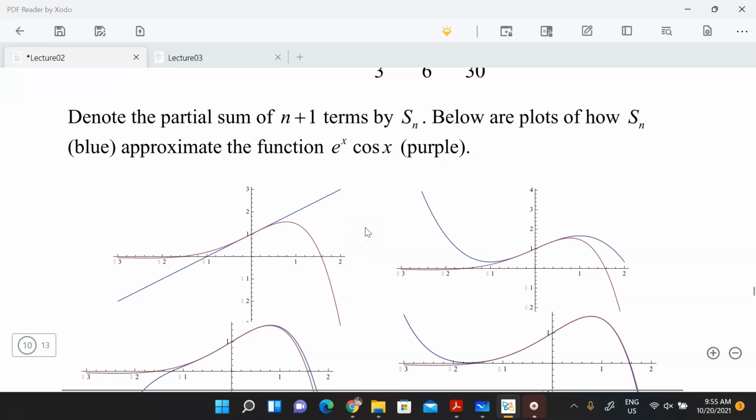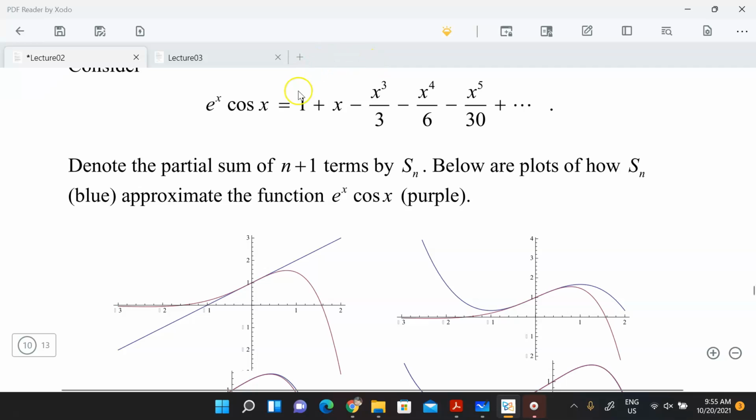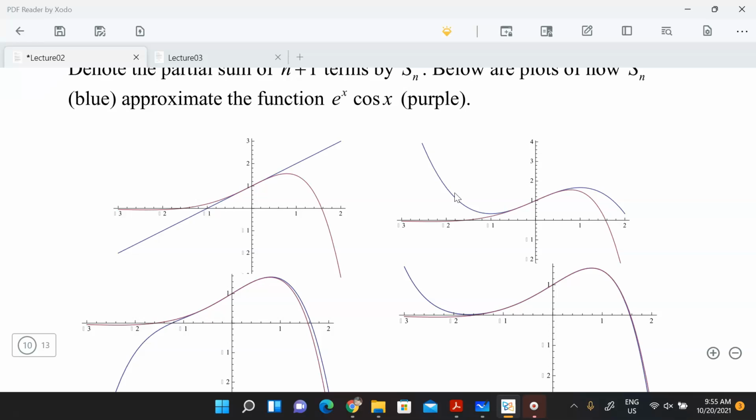The one in blue is the approximate order that you take. For example, let me go up. If I take it to the linear order, then what do I get? I will get x plus 1. So that would be just a straight line. If I say I want up to a certain order, say x cubed, then I think it's this one. Okay, it will give me that.